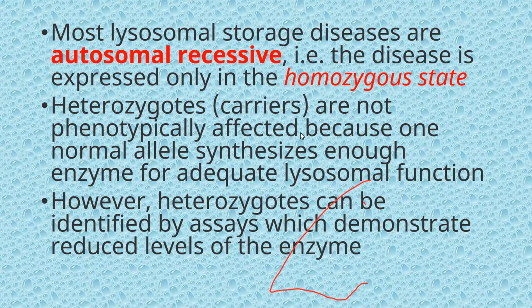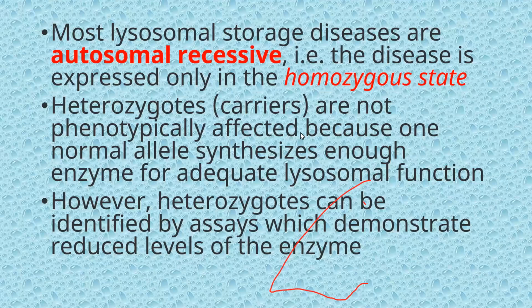However, heterozygotes can be identified by assays which demonstrate reduced levels of the enzyme. And if you have two genes, two alleles, and one is intact and the other is not, the disease is not fully expressed, but you can still identify it by a special analysis.